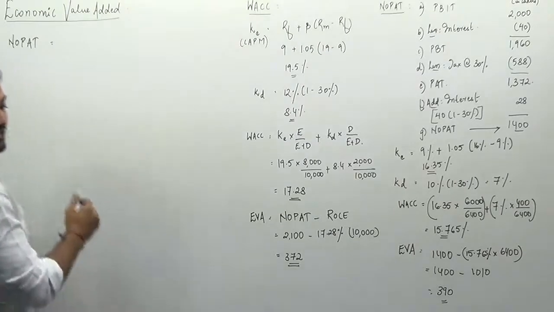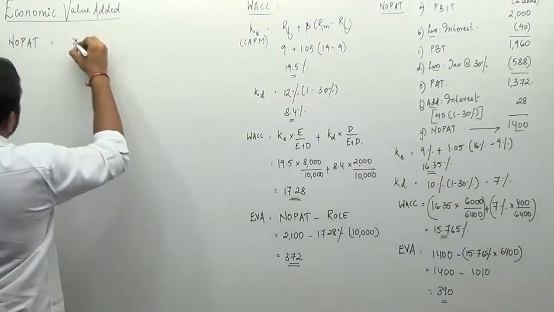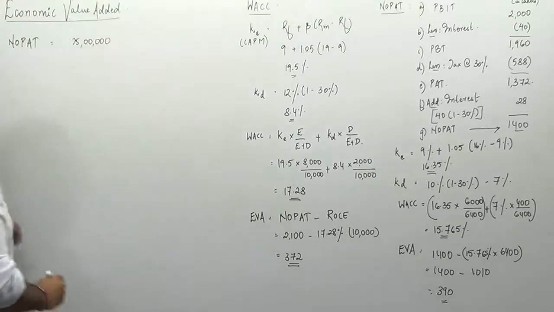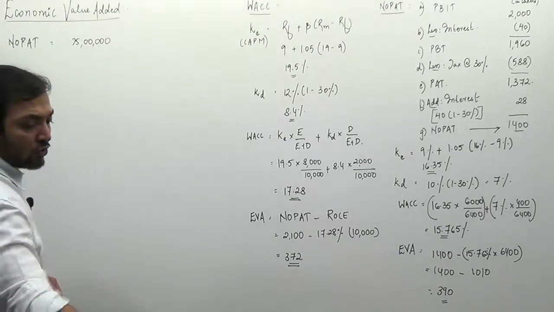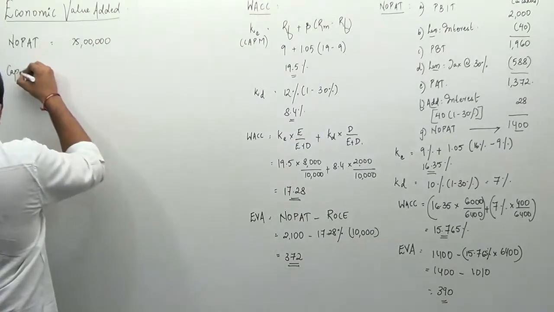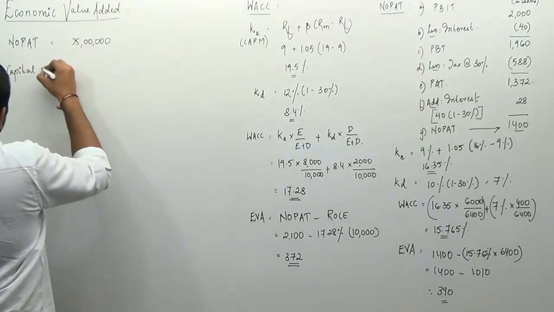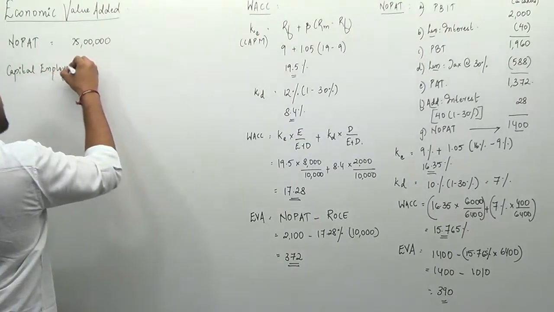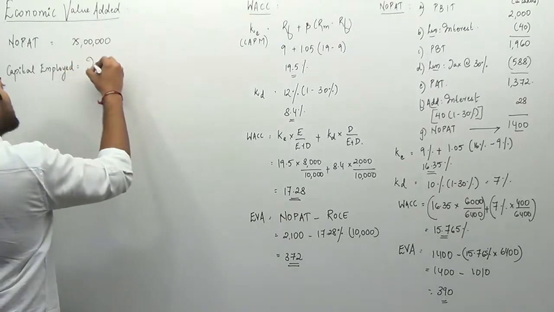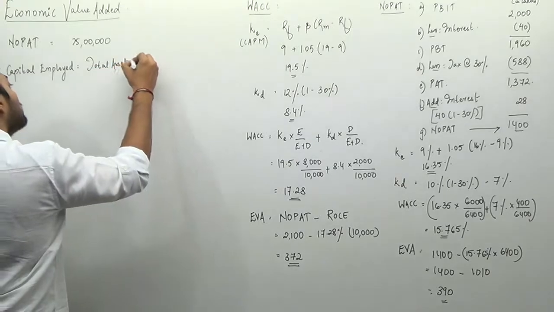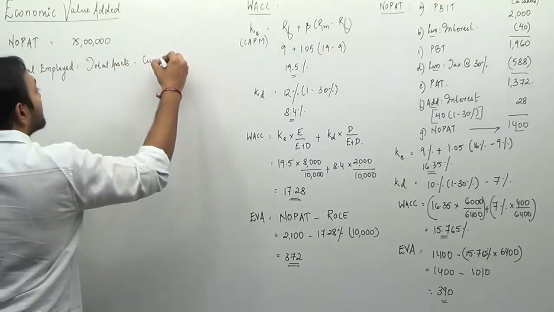Average operating profits after tax are 25 lakhs. I know total assets and current liabilities, so I can say my capital employed, or long term funds, can be written as total assets minus current liabilities.